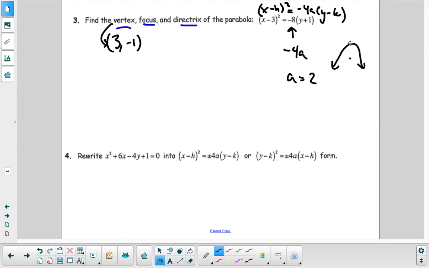The focus should be 2 down from the vertex. 2 down from negative 1 would be negative 3. So 3, negative 3 is our focus. And the directrix is the opposite direction. So it's above the vertex in this case. And it's a line. So y, because it's horizontal, y is equal to negative 1 plus 2, which is positive 1.